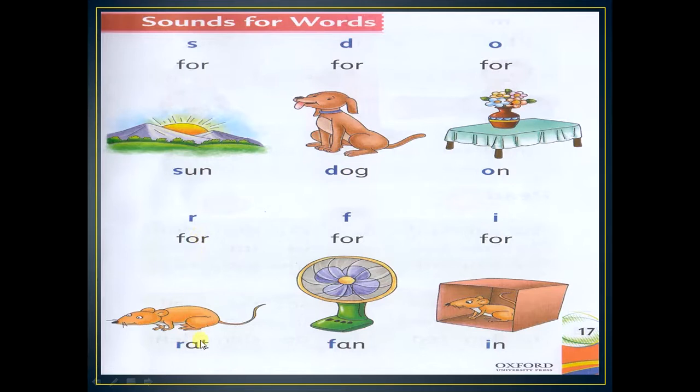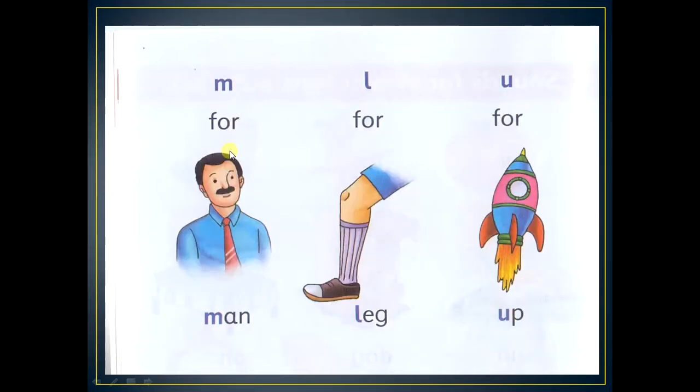R for rat, R for rat, F for fan, F for fan, E for in, E for in. Next page. M for man, M for man, L for leg, L for leg, A for up, A for up.